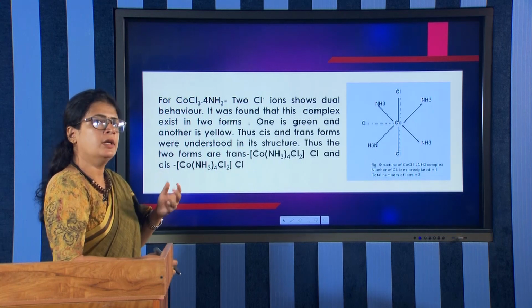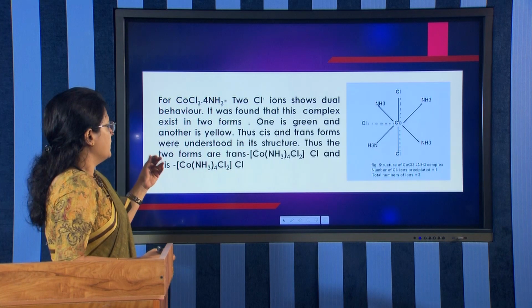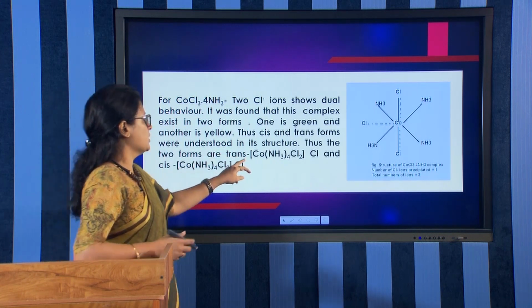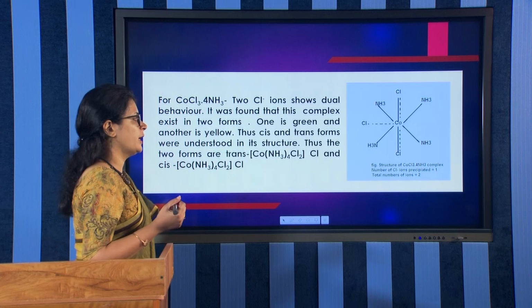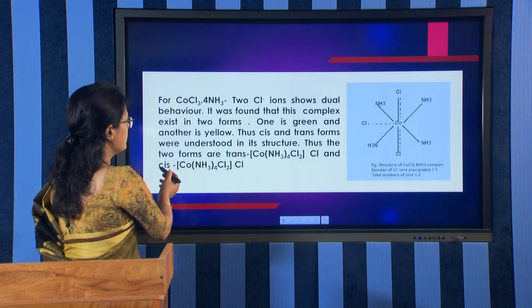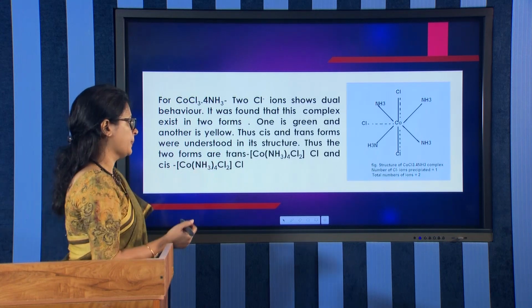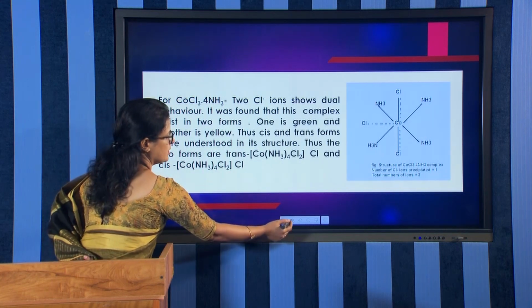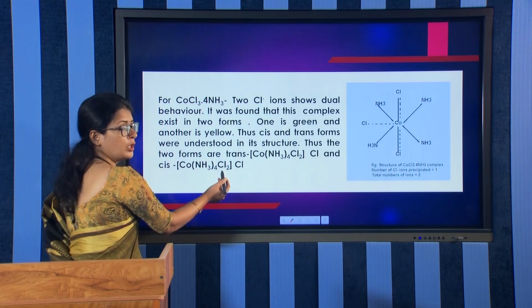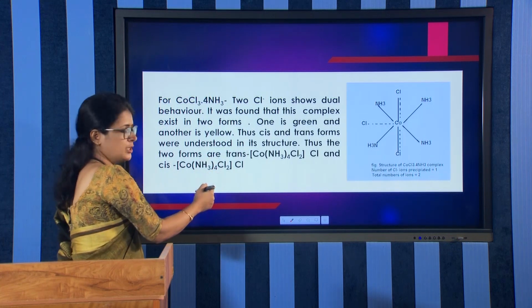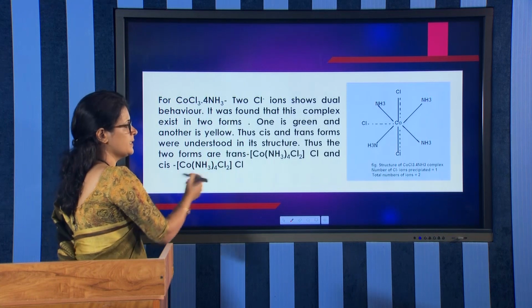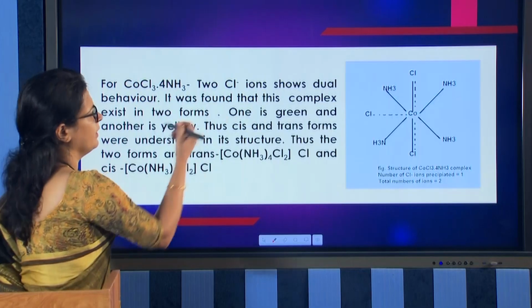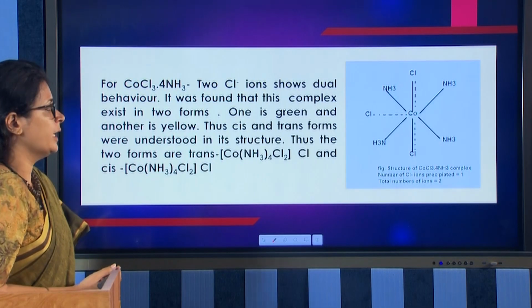One is a cis isomer, another is a trans isomer. Thus, the two forms which he studied, CoCl3·4NH3, are trans-[Co(NH3)4Cl2]Cl and cis-[Co(NH3)4Cl2]Cl. How does it become cis? When both the chloride ions are adjacent to each other, it is called cis. If they are in the opposite direction, it is trans. One has a green color, another has a yellow color.